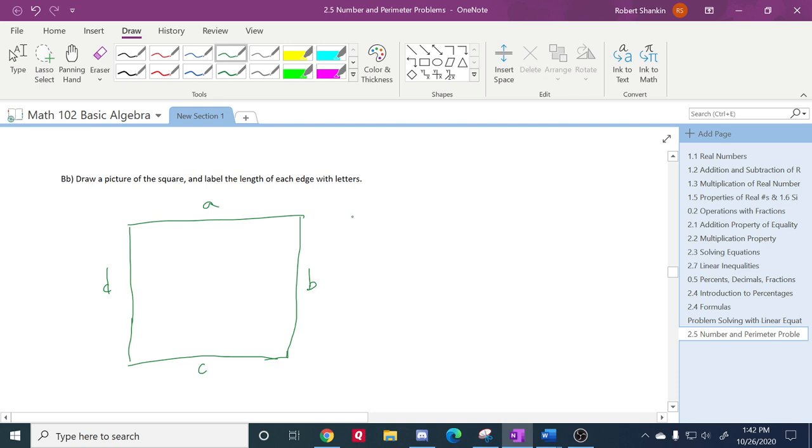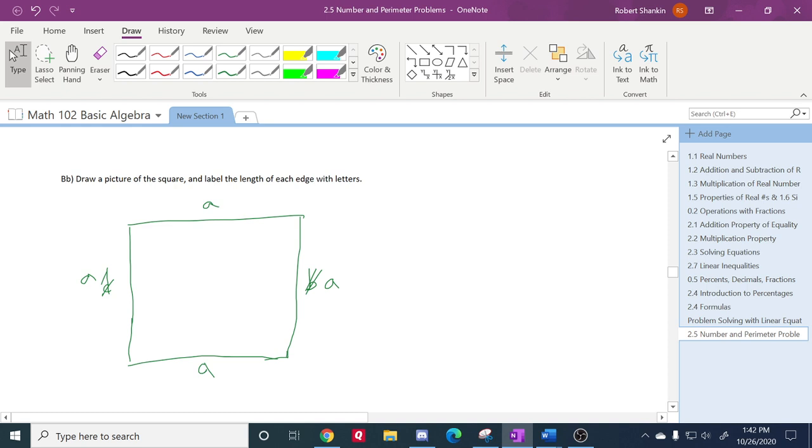This is Randolph. Since it's a square, I would just put them all as A. Can we do that? Yes, we could. They have to be equal. So we could put every single one as the same letter if we want to. And that actually is telling us that it's a square. If they're all different letters, then it doesn't have to be a square.